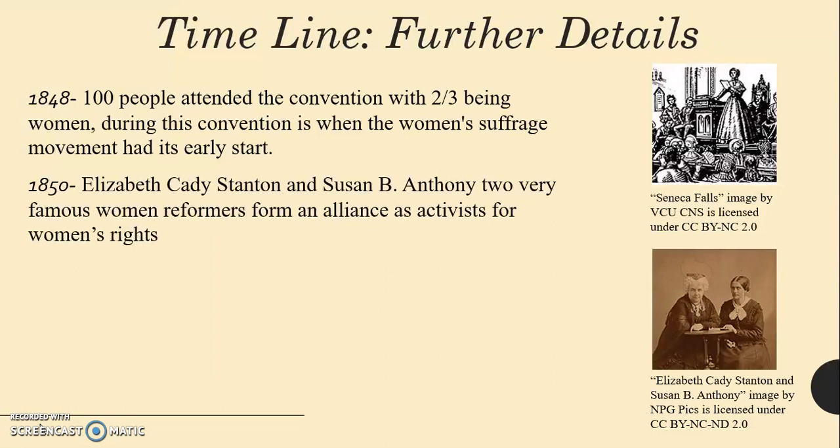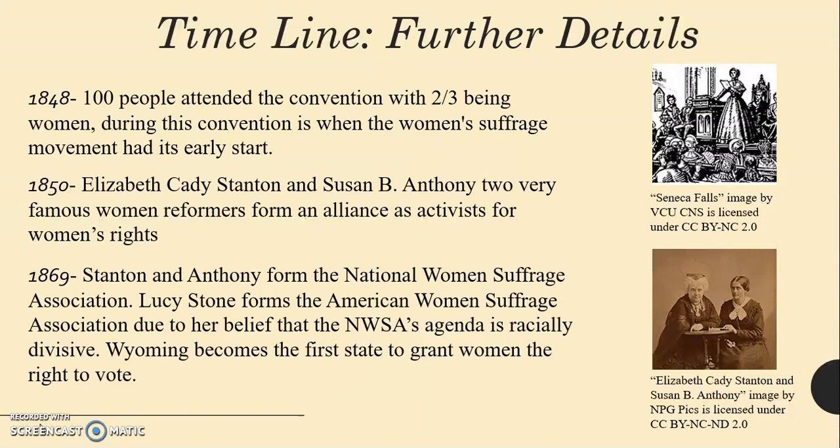In 1850, we have Elizabeth Cady Stanton and Susan B. Anthony, who were 2 very famous women reformers, decided to form an alliance to be activists for women's rights. Elizabeth Cady was actually one of the heads for the Seneca Falls Convention, so she was already looked at as a leader and someone that women could look forward to hearing from and look up to as this movement continued on.